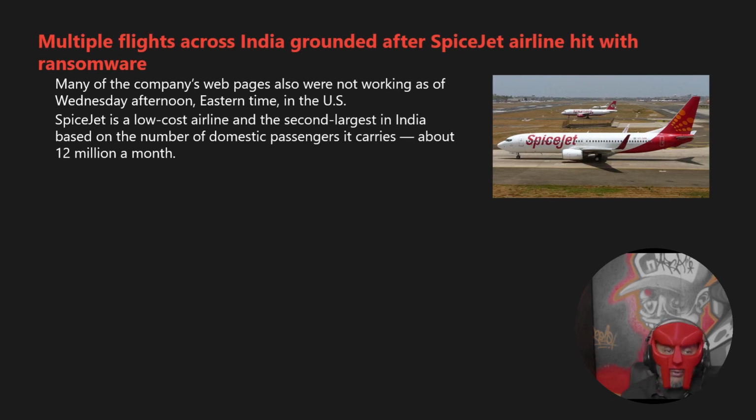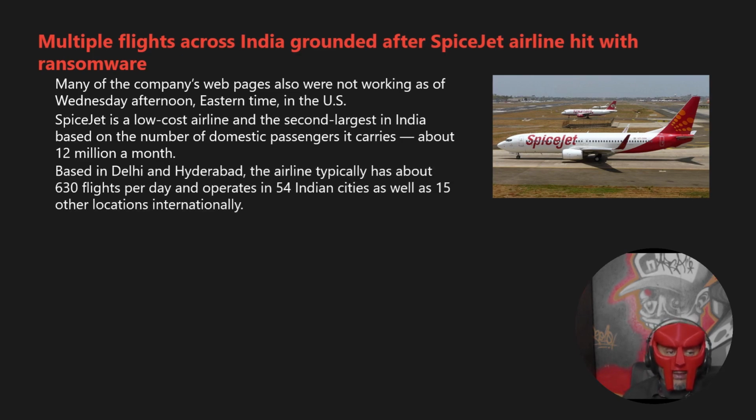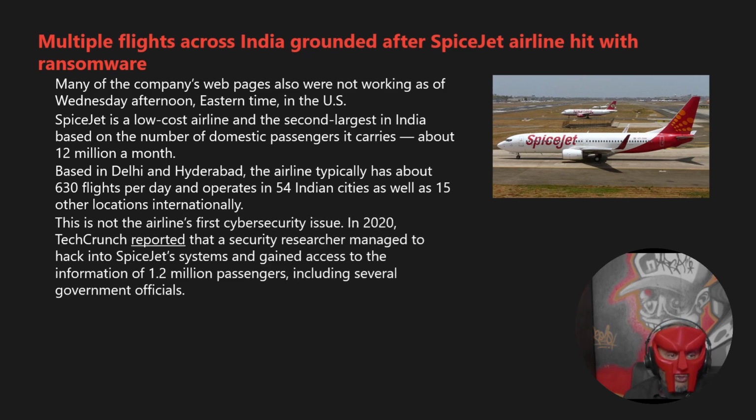SpiceJet is a low-cost airline and the second largest in India based on the number of domestic passengers it carries, about 12 million a month. Based in Delhi and Hyderabad, the airline typically has about 630 flights per day and operates in 54 Indian cities as well as 15 other locations internationally.